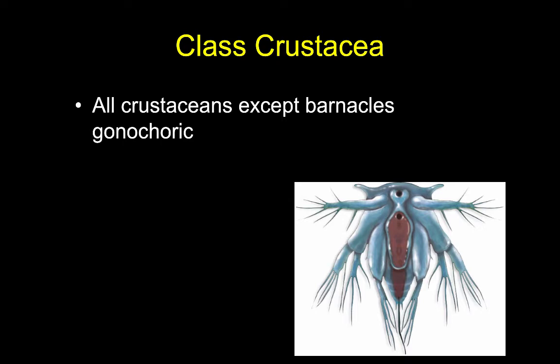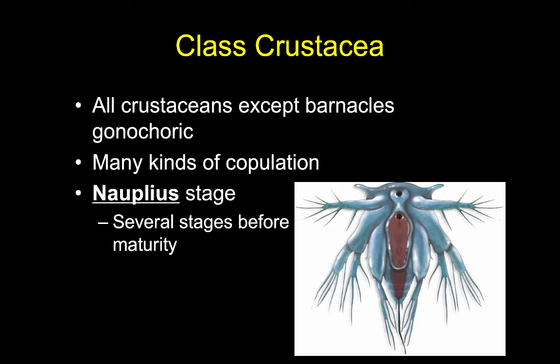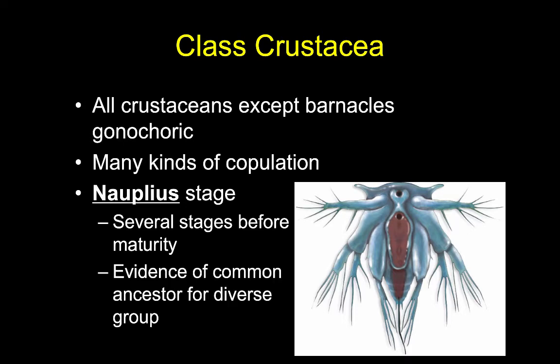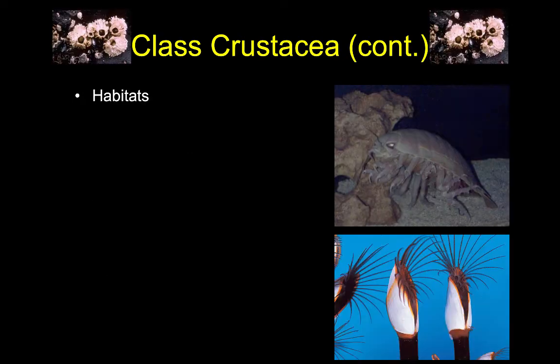For the most part, crustaceans are dioecious or gonochoric. Barnacles have a lot more in the way of reproductive flexibility by species. There are some that are dioecious, there are some that are also monoecious, and there's a whole lot of in-betweens in the barnacles. They're a very, very bizarre group when it comes to reproductive strategies. We see different types of copulation depending on if we're dealing with terrestrial or aquatic crustaceans. And again, we talked about that nauplius and the common ancestry within the group as well.